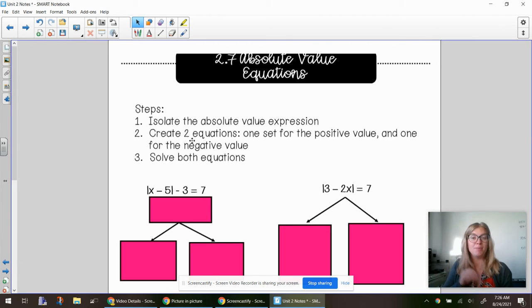Remember, the absolute value means distance from zero. So there are always two numbers that are an equal distance from zero. One is positive, one is negative. We need to represent both of those possible answers. Last step, we're going to solve both equations. We're going to look at 4 examples together.